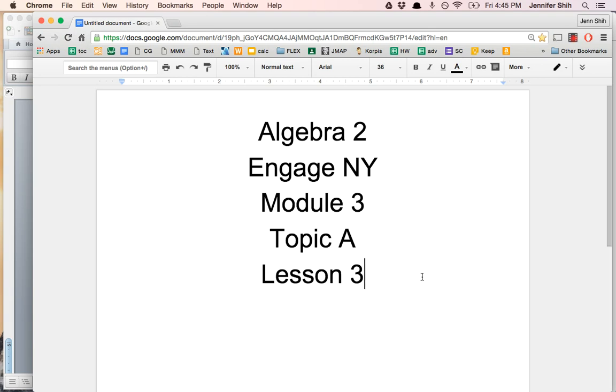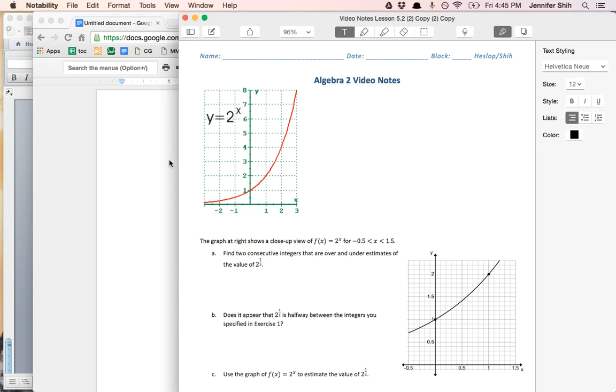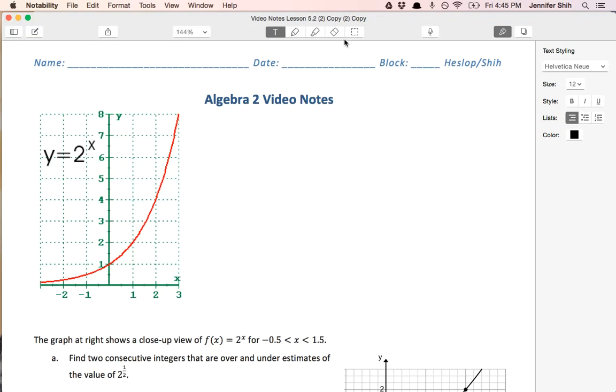Hi, this is Module 3, EngageNY, Topic A, Lesson 3. We are going to talk about our exponential function, and we've started to talk about this.